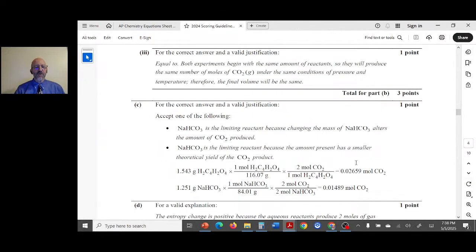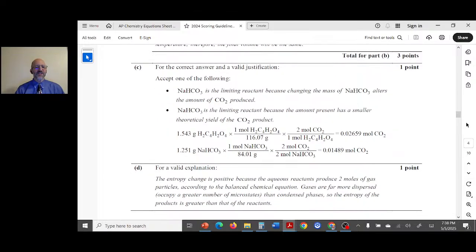Okay, so there's that particle level reasoning. The entropy change is positive because the aqueous reactants produce 2 moles of gas particles. Gases are far more dispersed. Keep going. Got to talk about the particles. So they said greater number of microstates. They also could have said the gas particles have a greater number of possible arrangements, but definitely talk about the particles and not just the word gas or the word dispersed. Microstates is a particle level reasoning, but so is the gas particles have a greater number of possible arrangements. So that was the part about why the entropy is positive.